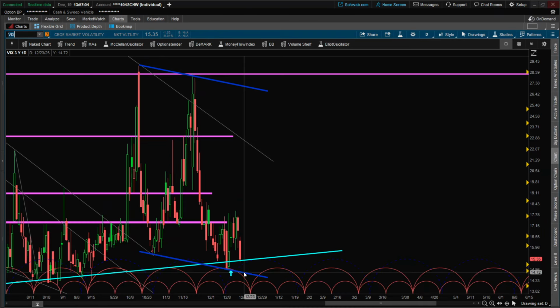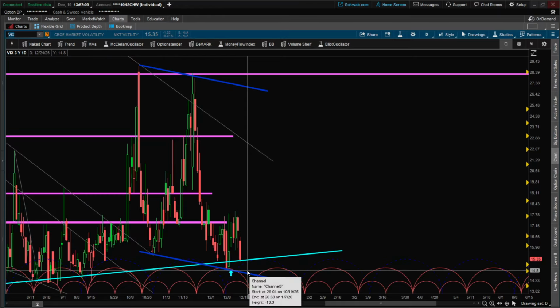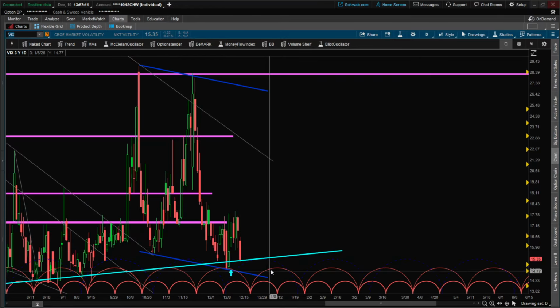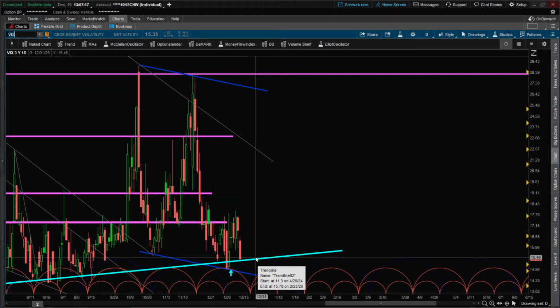If we do dip down below, then we have the channel bottom, and I think that's just as far as we get. So to explain this in cycle time wise, we're looking at 1228 being the ideal cycle low, plus or minus 3 days.